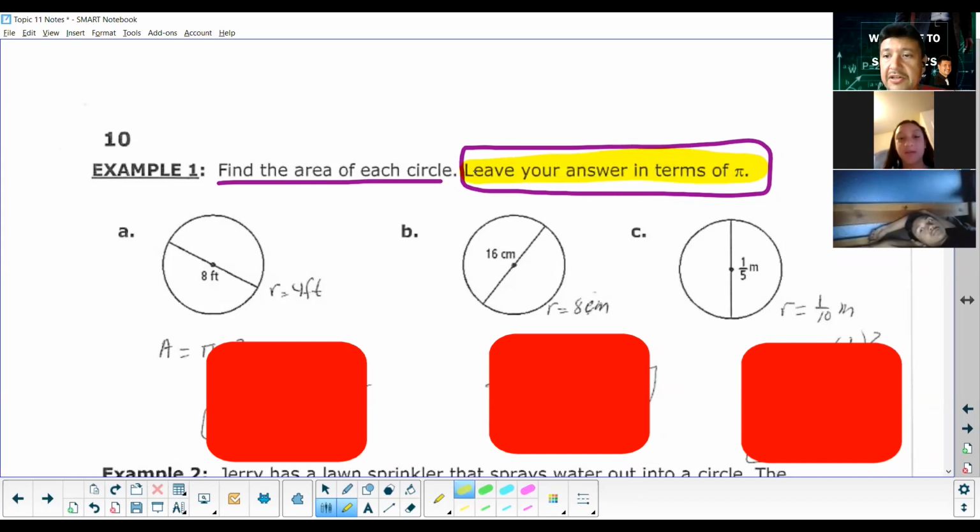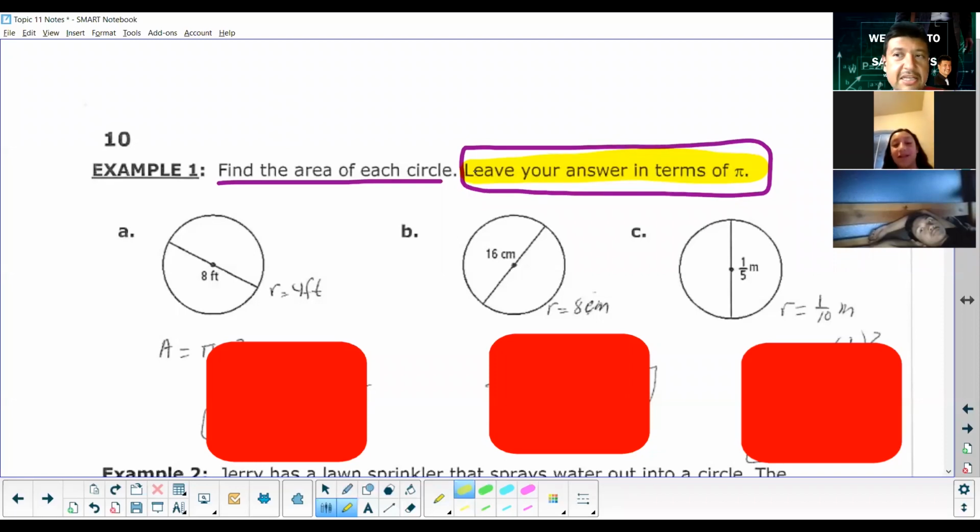Oh, Celeste, I can't hear you. Did you hit mute? Yeah. Okay, good. Okay, now go ahead and tell me again. What does it mean to leave your answers in terms of pi? Like, so pi 2, and then it says like the number for the pi.